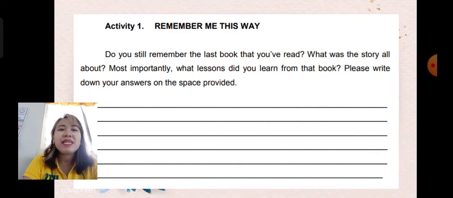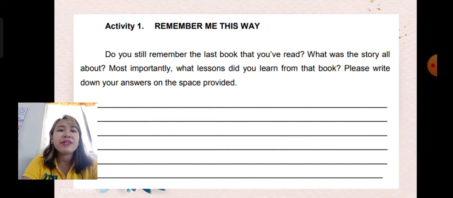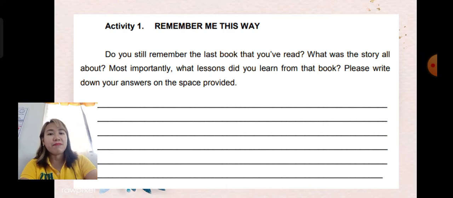So, remember it this way. So, this will be your activity, another activity. So, very short lamang ito. So, do you still remember the last book that you've read? So, what was the story all about? So, natatandaan niyo daw ba yung mga nabasa niyo before na mga libro? So, I'm sure noong bata kayo mahilig kayong basahan ng books ng inyong mga magulang.